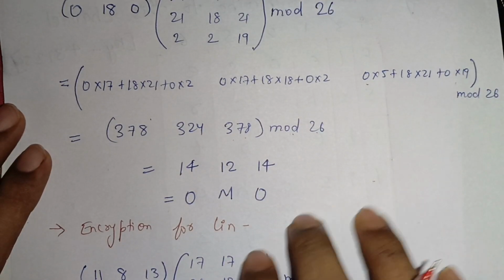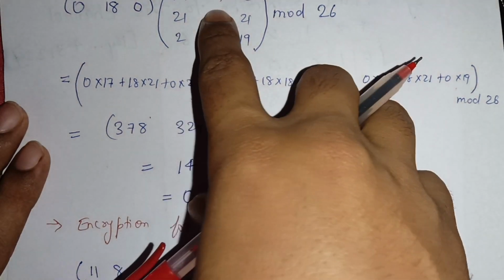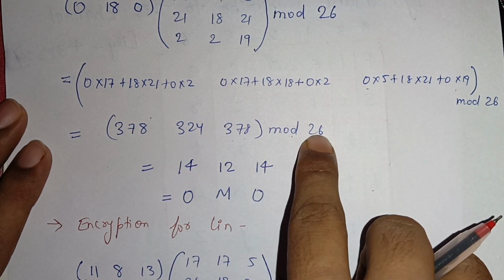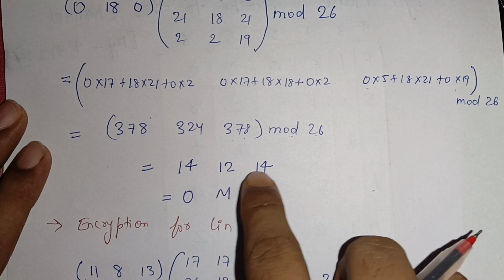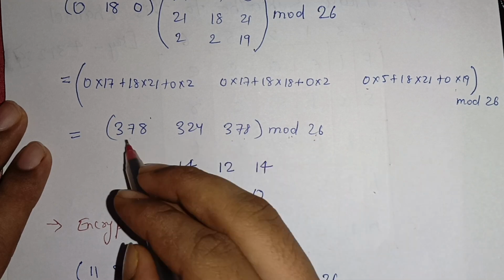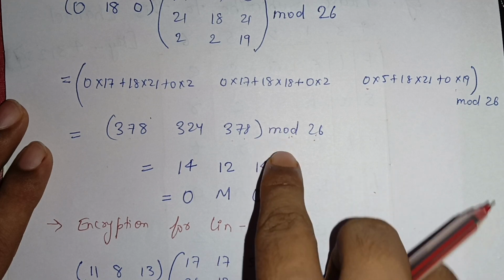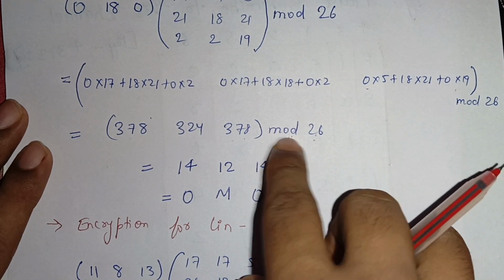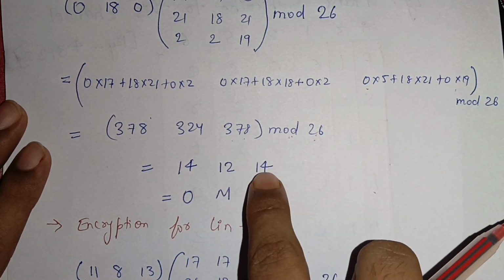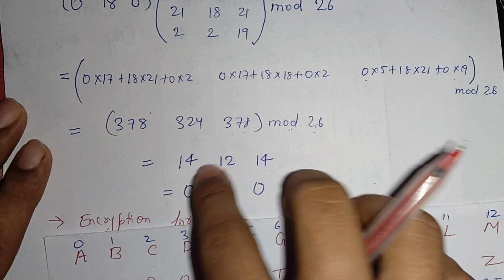Okay, so now we need to perform this mod operation. Already in the previous one, the encryption for KAL, I have used that. By the same method you need to perform the mod operation, and the value will be 14, 12, 14. Basically it is the remainder. Mod means remainder. When you are dividing 378 by 26, the remainder will be 14. In basic terms it is the remainder, and as a technical term we use mod. When you are dividing 324 by 26, the remainder will be 12. When you are dividing 378 by 26, the remainder will be 14.